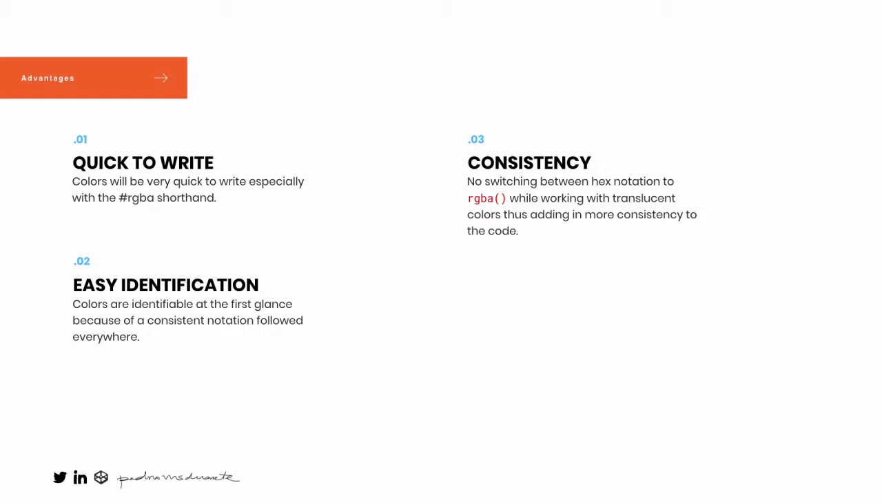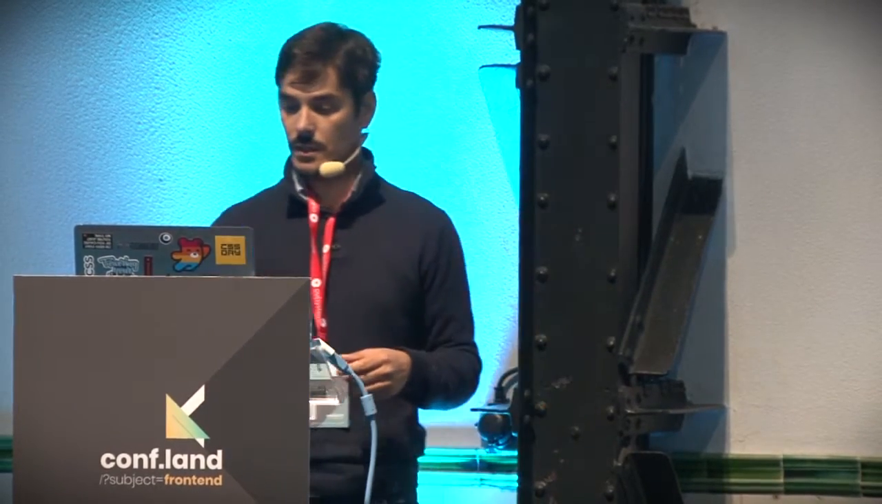Advantages: of course, hexadecimal colors are quick to write, especially when we use the shorthand, and this is very easy. They are also identifiable at first glance because of the consistency of the notation. If you are used to RGBA notation, then mixing it with hexadecimal notation could be hard to identify in the long run.